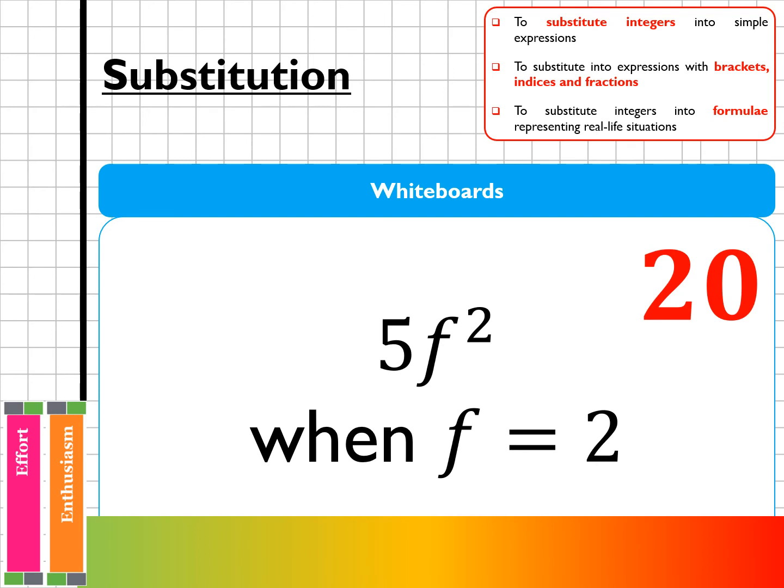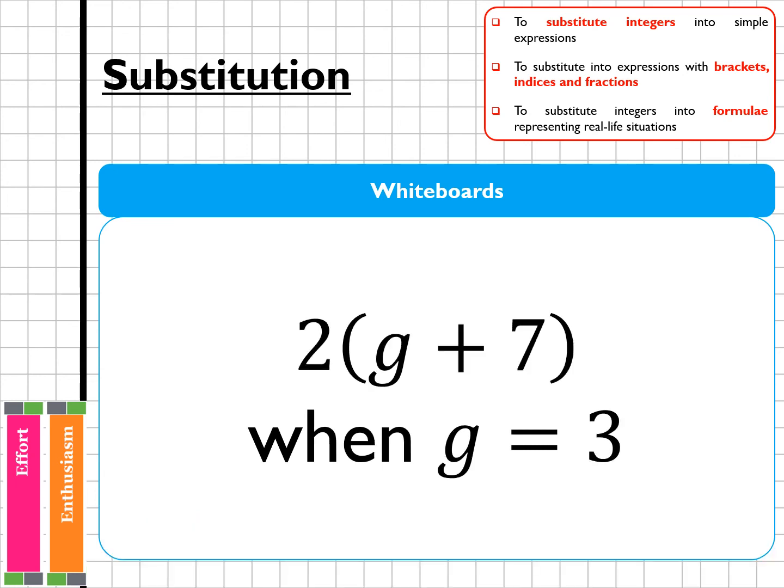Again, there are two steps I need to do in this question. Firstly, remember it's f squared times 5, not 5 times f, then all squared. So my first step is to do 2 squared, which is 4, and then 5 times 4, which is 20.